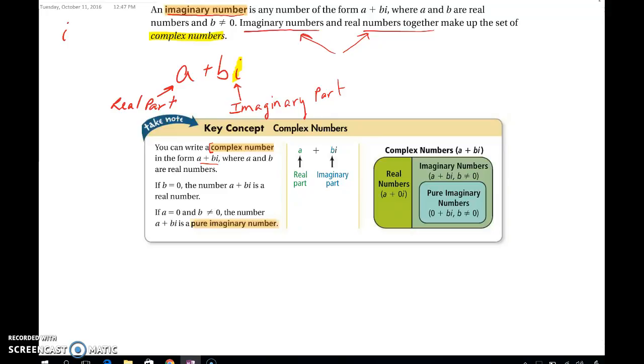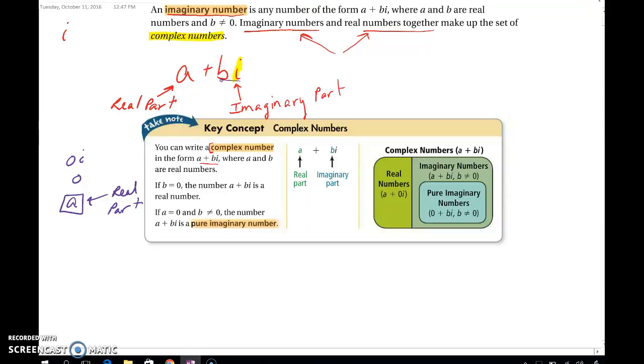All right. If b is equal to 0, we would have 0 times i, which is equal to 0. So anything times 0 is 0. So then we're left with just the letter a, which represents the real part. So if b is equal to 0, then we only have a real number, because then our b times i will cancel out to be 0.